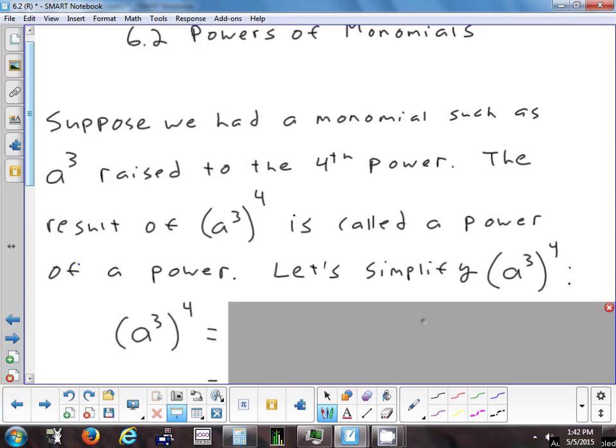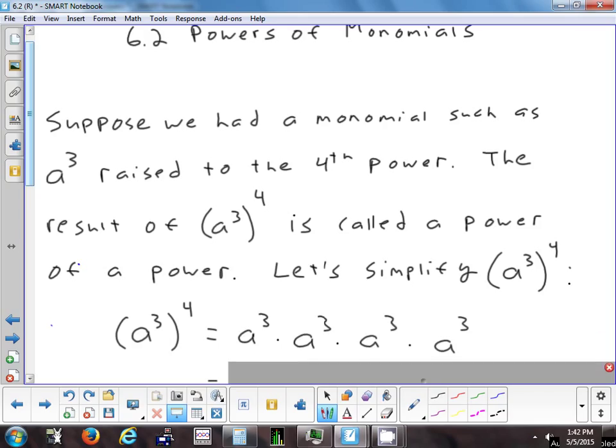So a to the third, what would that mean? It means a times a times a. So the first thing I want to do is write this without an exponent of 4. What are you going to multiply by itself 4 times here? A to the third. If you're taking a cubed and raising it to the fourth power, it means a to the third multiplied by itself 4 times.